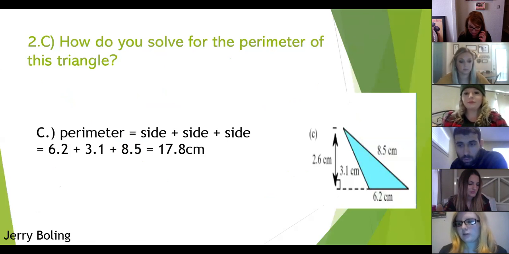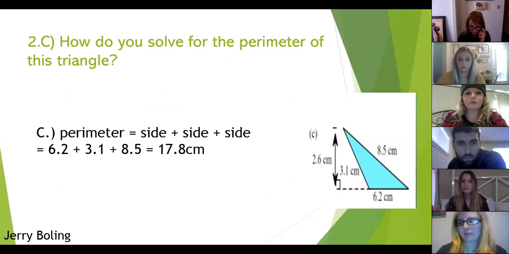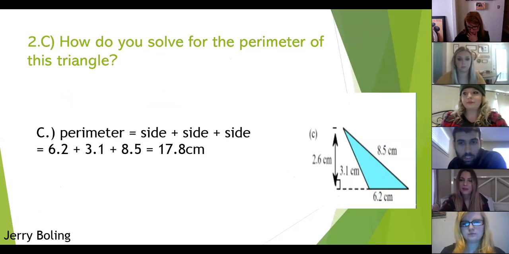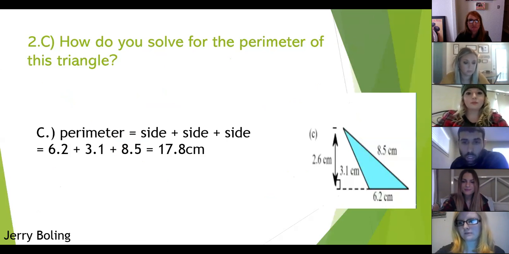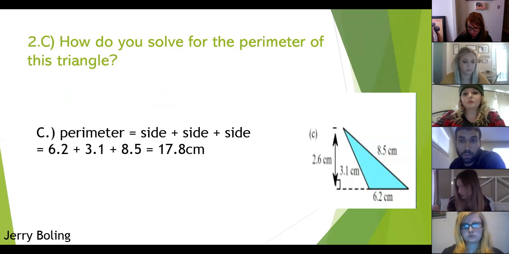Jerry, in question 2, part C, how do you solve for the perimeter of this triangle? That's a very good question. Well, you take each side of the triangle, not including the 2.6, which is not a side, and you get your answer, which is 6.2 centimeters plus 3.1 centimeters plus 8.5 centimeters equals 17.8 centimeters. Does that solve your question? Yes, it does. Thank you.